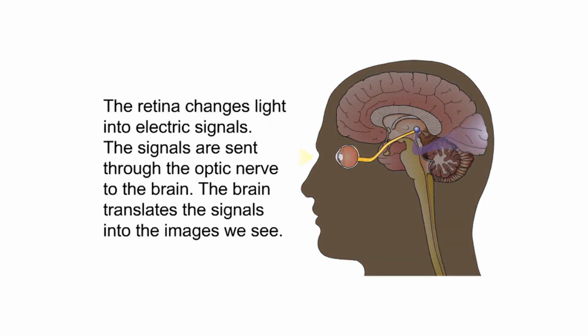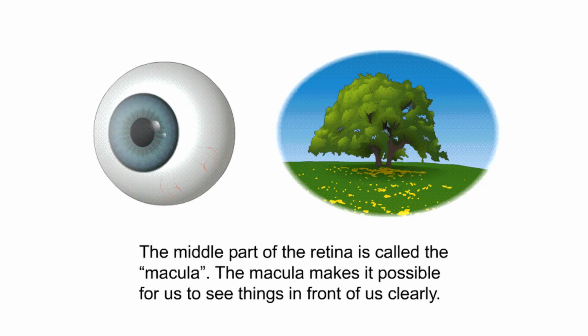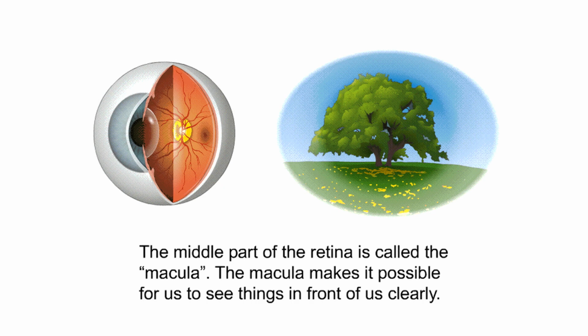The retina changes light into electric signals. The signals are sent through the optic nerve to the brain. The brain translates the signals into the images we see. The middle part of the retina is called the macula. The macula makes it possible for us to see things in front of us clearly.